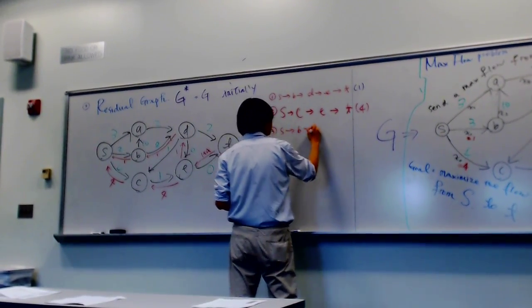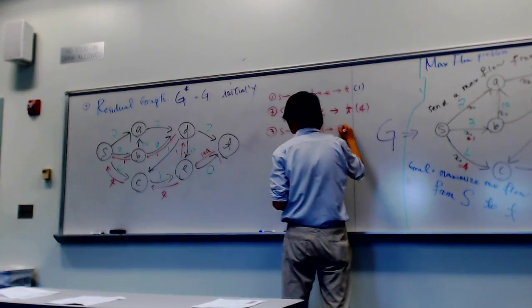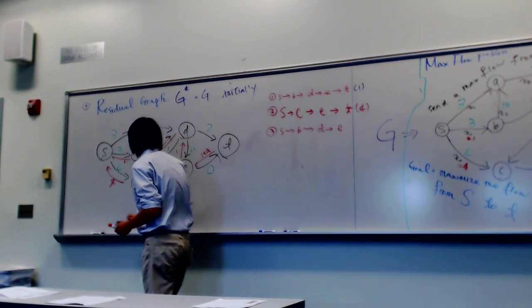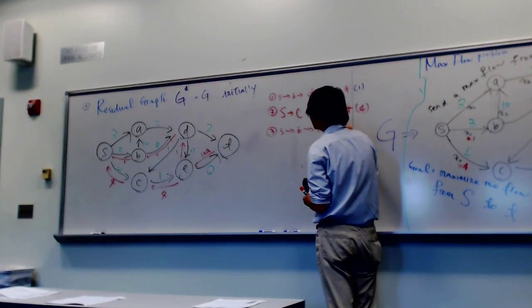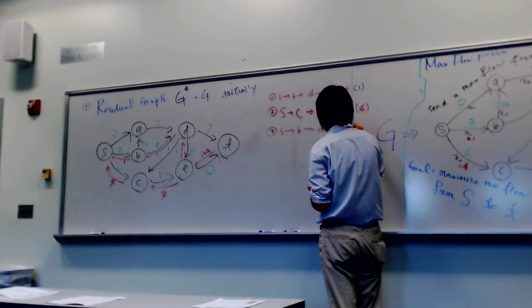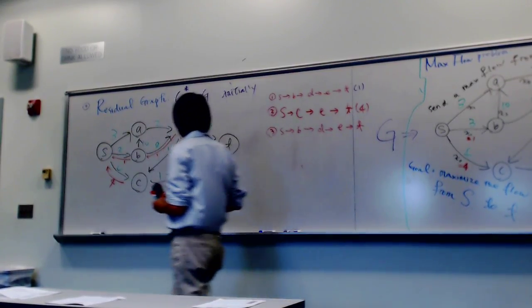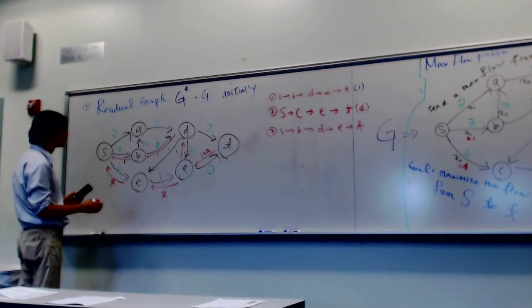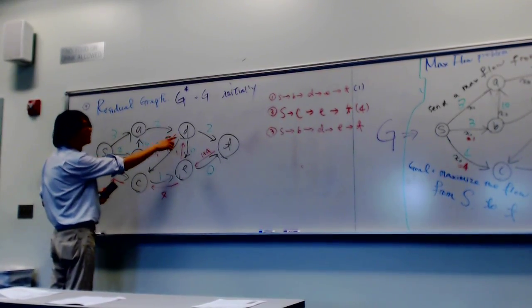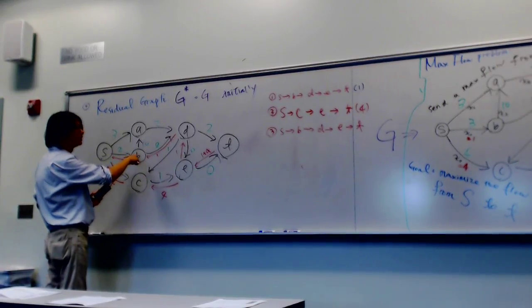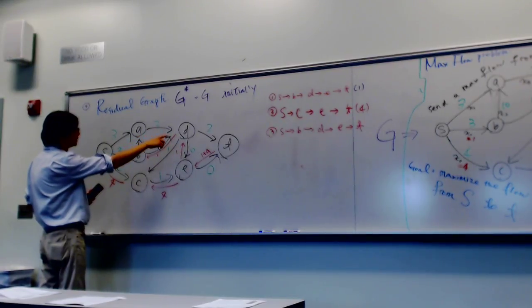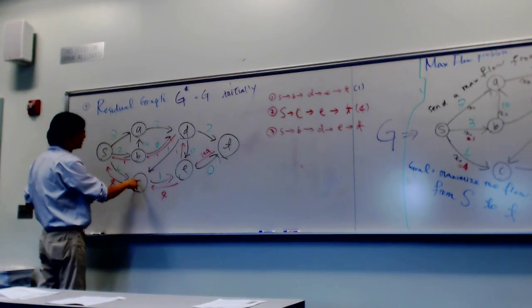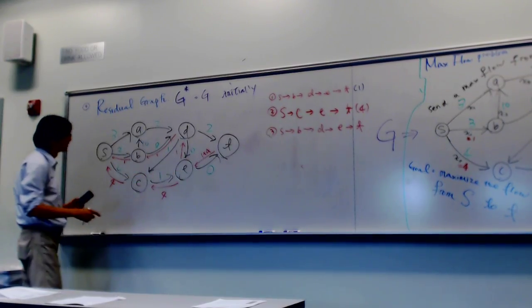S, and T. Yes. Did I follow any of the red edges? S, B, D. Right. B, D. No, D is supposed to go to C. Oh, D to C? D to C, yeah. You can't get out of C. Well, you can go to E. It's still not following any of the red edges.